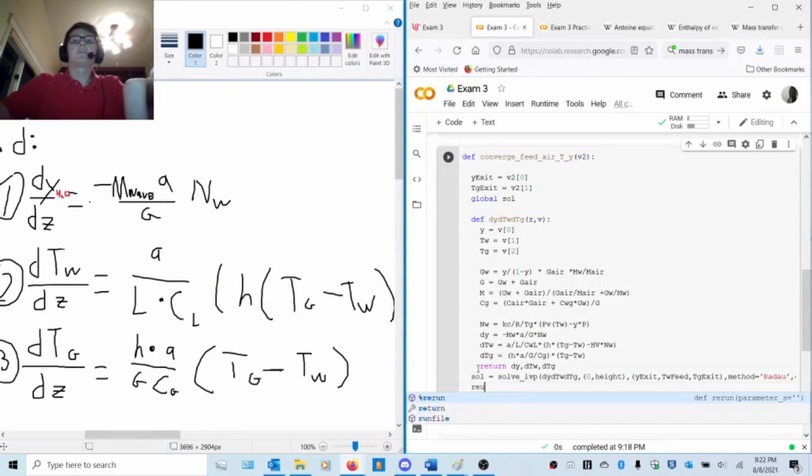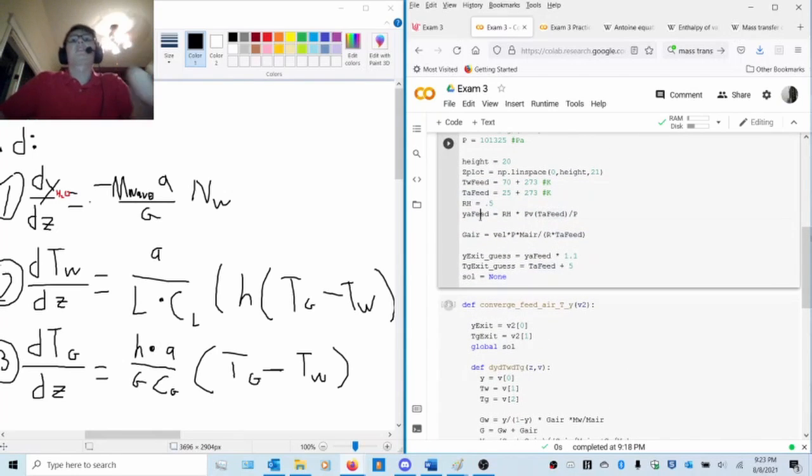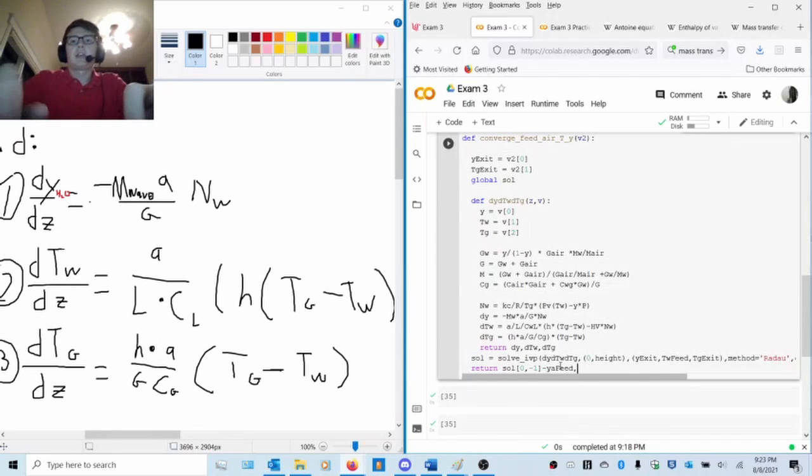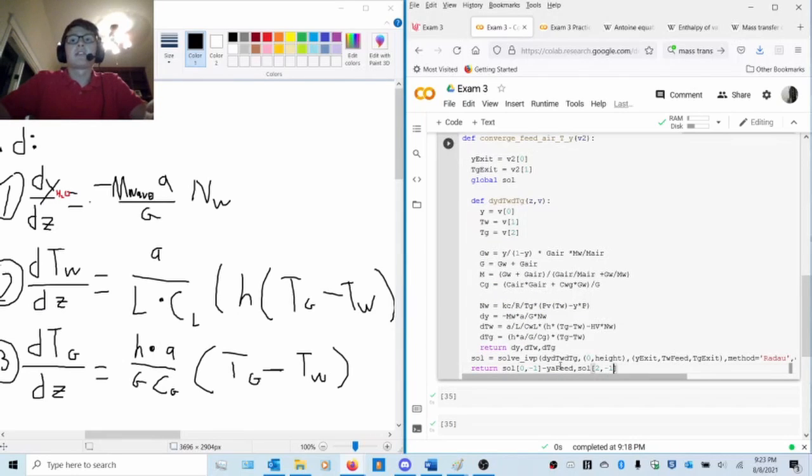Now we need to return something from, if I could spell it, this convergence feed air temperature function. We're going to return sol, the first value in the array, and then the last value, and we've got to subtract that from the mole fraction of air in the feed. And then additionally, we need to take the third array and the last value of the array. And we need to subtract out the TA of the feed.